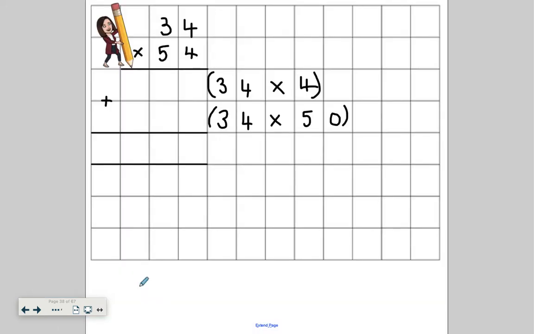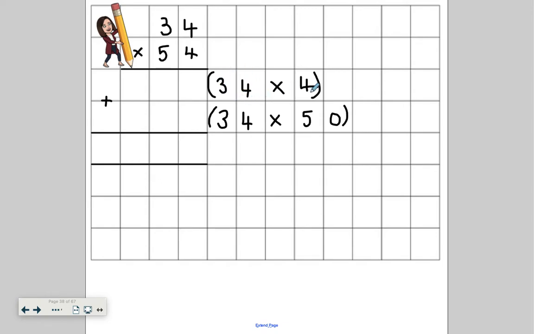Okay then, so we're going to go through the first one together. Now I've partitioned my numbers here to make my calculation easier. So we're doing 34 times 54. So I've got 34 times 4 first, because I'm going to times it by the ones first. Now, the way I remember how to do this, rather than constantly going backwards and forwards at the top here, I remember how to do it here.